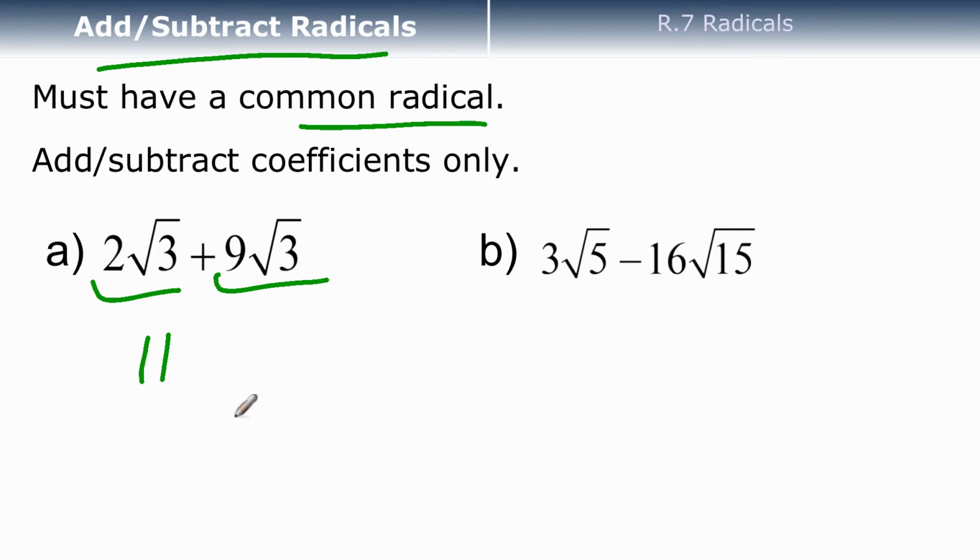Okay, I keep the 3 the same. So it'll be 11 root 3. This one here, these aren't the same, and I can't change that one to be a 5 to make it the same. So I couldn't do anything with this. I would just have to leave it like that.